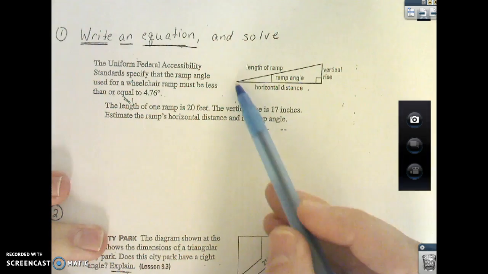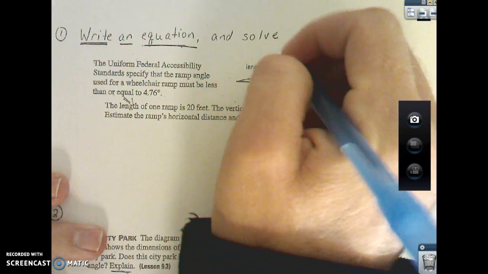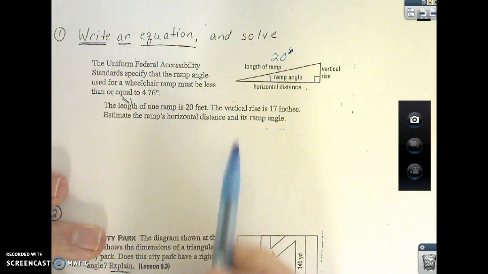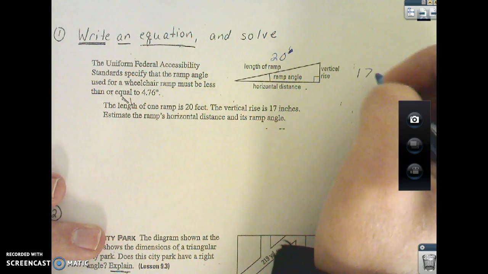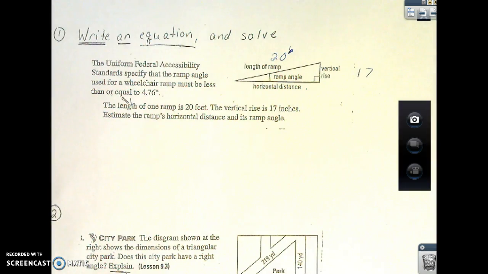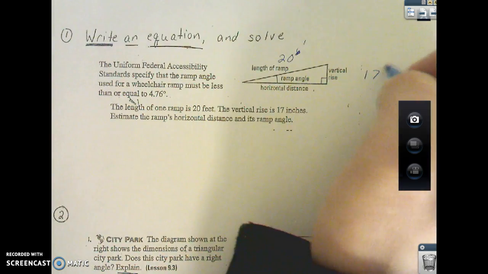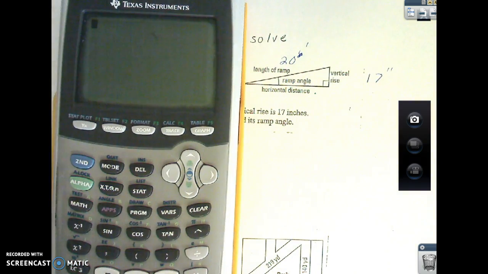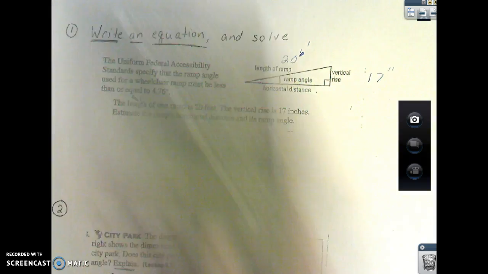Now, here's your ramp. See how it says length of ramp right here? I'm going to put a 20 right there. Sorry, not 20 degrees, just 20. The vertical rise is 17 inches. Now, you see how the one's in feet and the other one's in inches? How many inches are in a foot? Hopefully you guys are all cool with 12. So I can do 20 times 12 to get 240 inches.